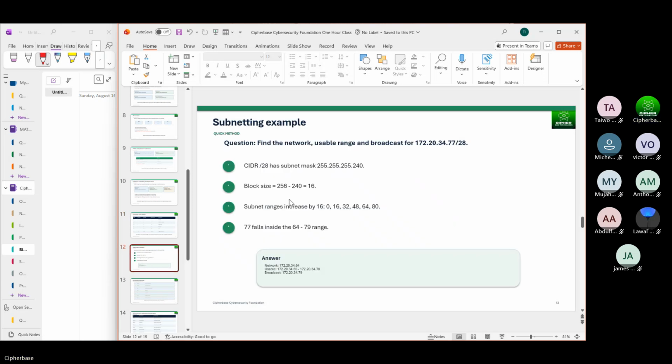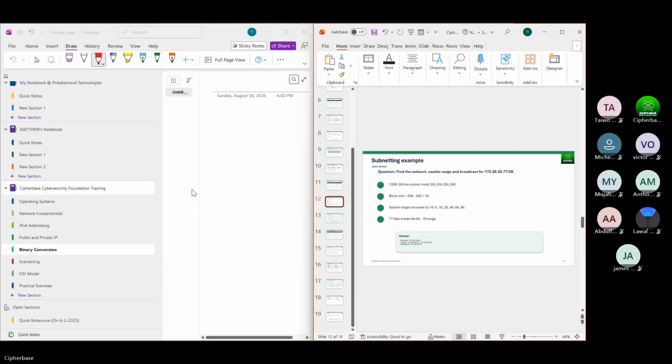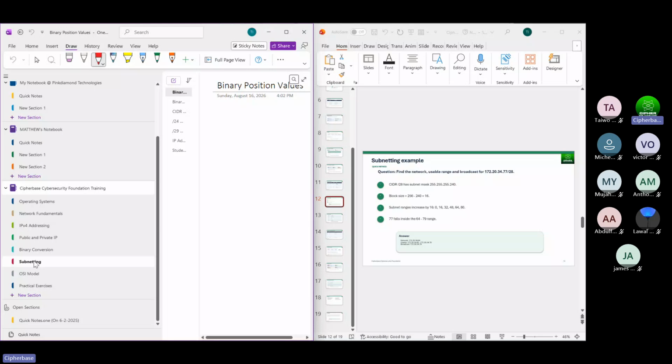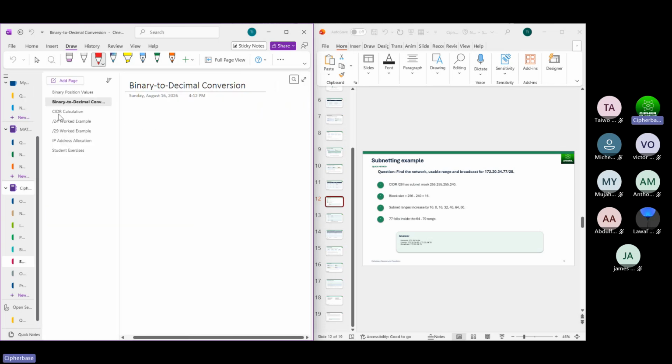So I put the formula here, but let me just open a new one. Let's make use of this, that's why I put IP address and subnetting here under the subnetting. Let's talk about this briefly. I put this one here first: binary to decimal conversion. I want us to do that first. It's very, very important.